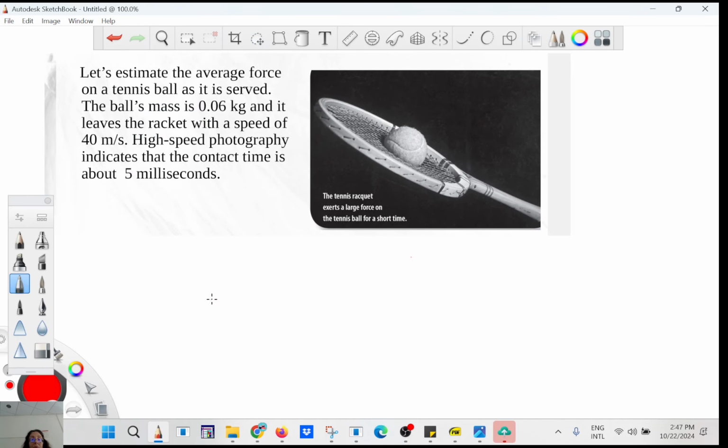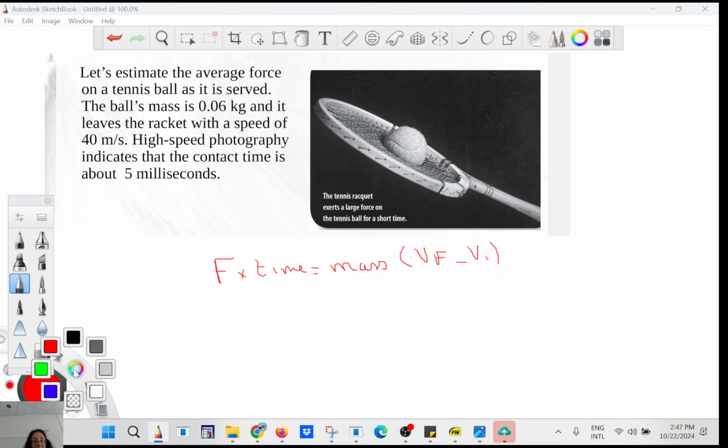Okay, so how it goes. Apply a force during a time t and to a mass, and the velocity is going to change. Final minus initial. That's Newton's second law. So what do we have? We have the mass. This is the mass. The speed. So this is the initial speed.